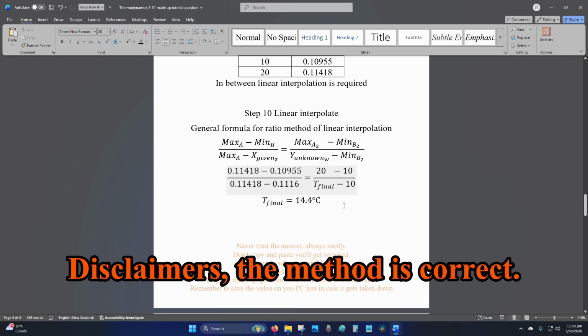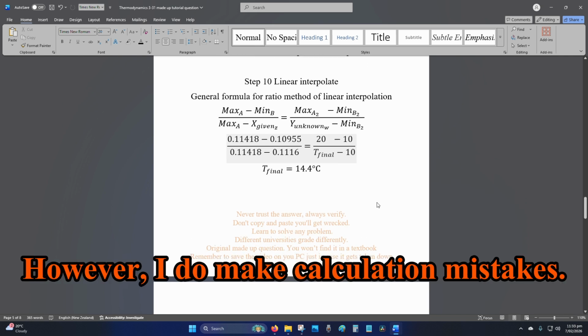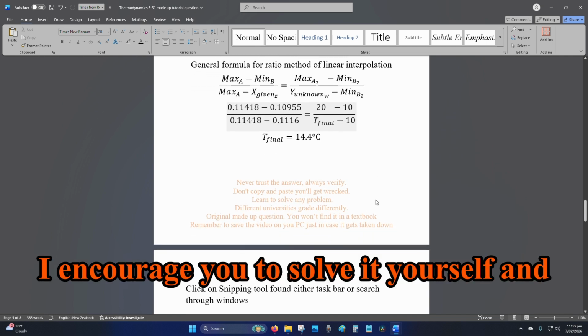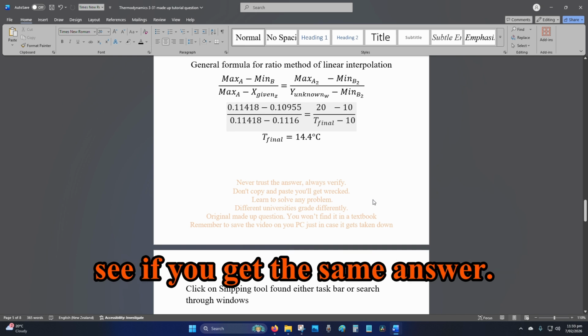Disclaimer: the method is correct, however I do make calculation mistakes. I encourage you to solve it yourself and see if you get the same answer.